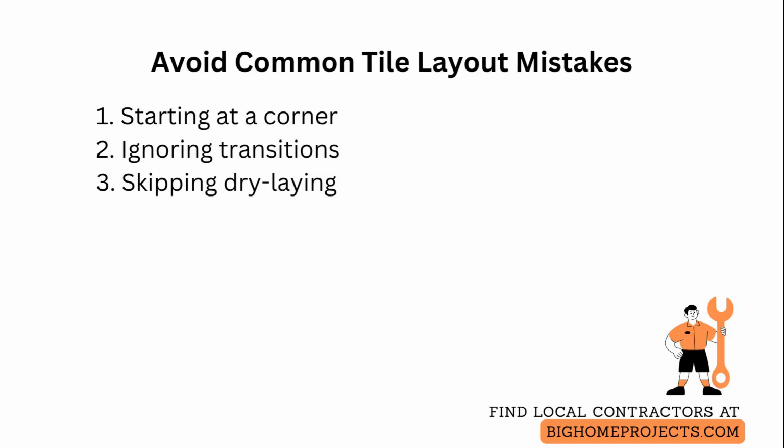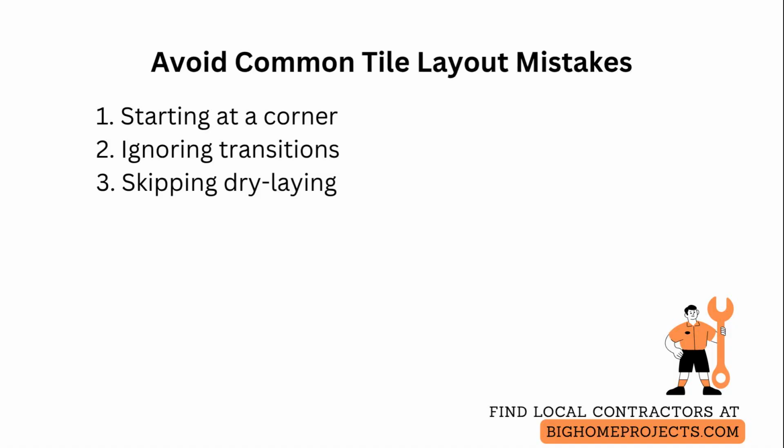If someone begins at a corner, stop and re-establish a centered layout line so exposed edges at main sight lines are balanced. For transition problems, plan and dry fit transition pieces and adjust substrate height or add a reducer profile so the flooring meets safely.